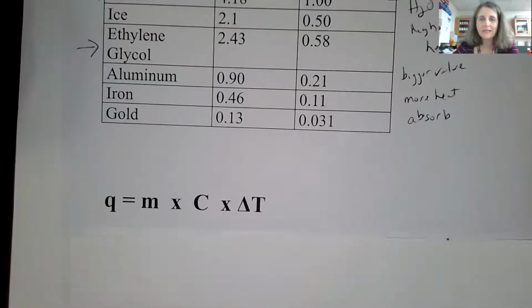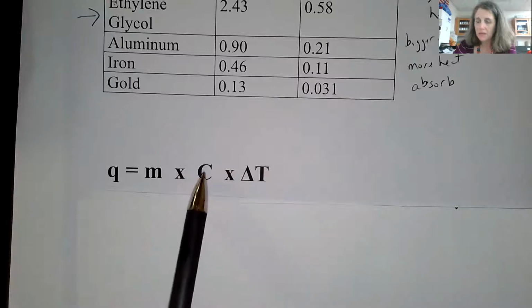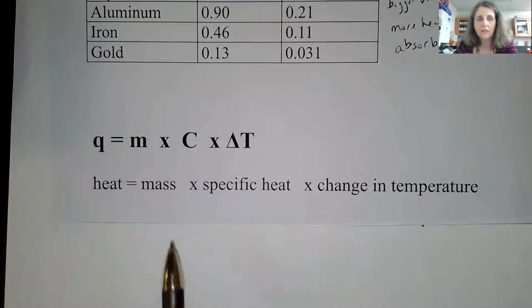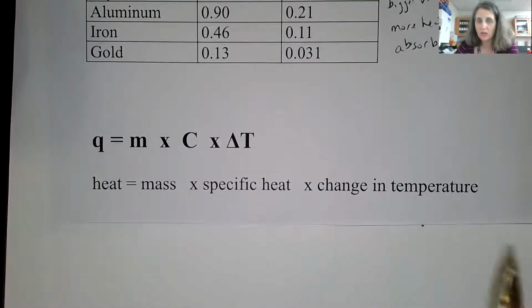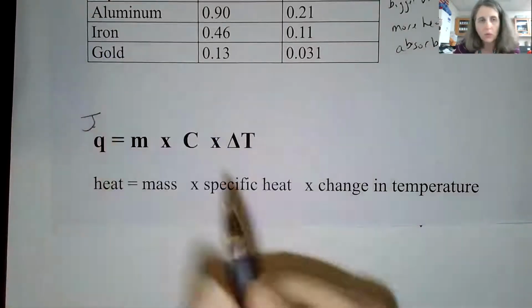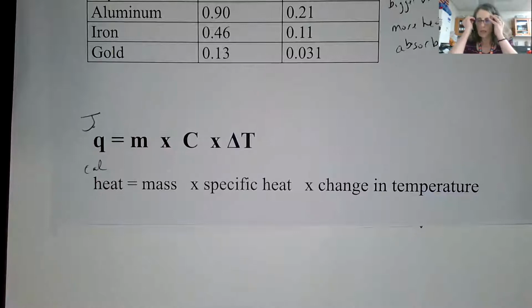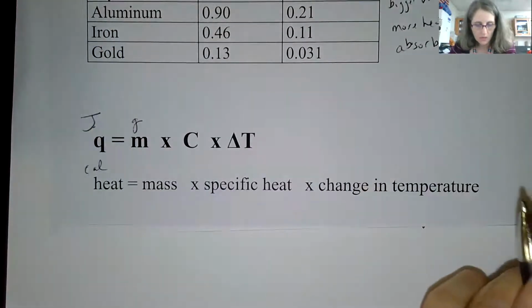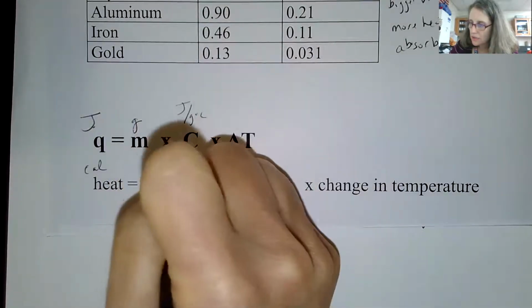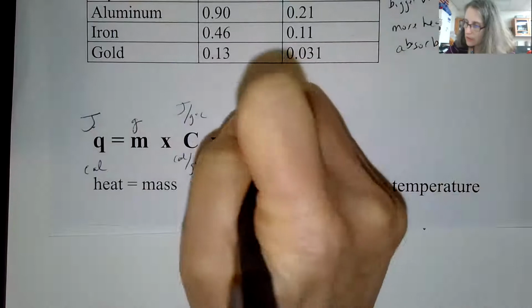Q is equal to mc delta T. So Q is heat, m is mass, c is specific heat, delta T is the change. So you could write this underneath it. So heat is equal to mass times specific heat times the change in temperature. So we are going to be using joules or calories for our Q. So I'm going to put calories underneath it. Mass is going to be in grams. Our c, our specific heat, is joules per gram degree Celsius, or calories per gram degree Celsius. And our delta T is going to be in degrees Celsius.